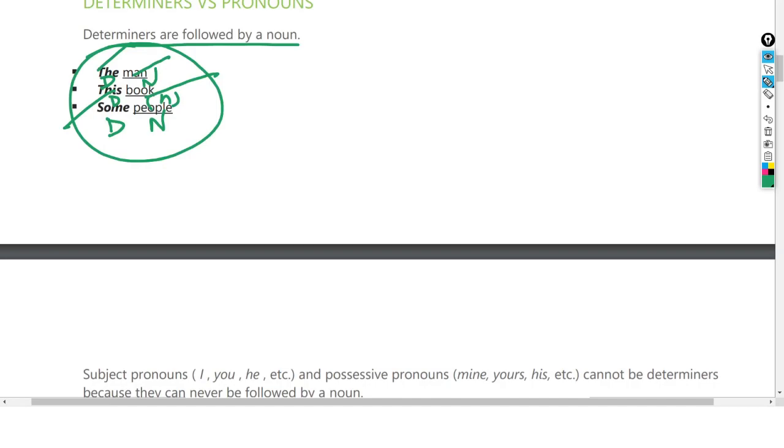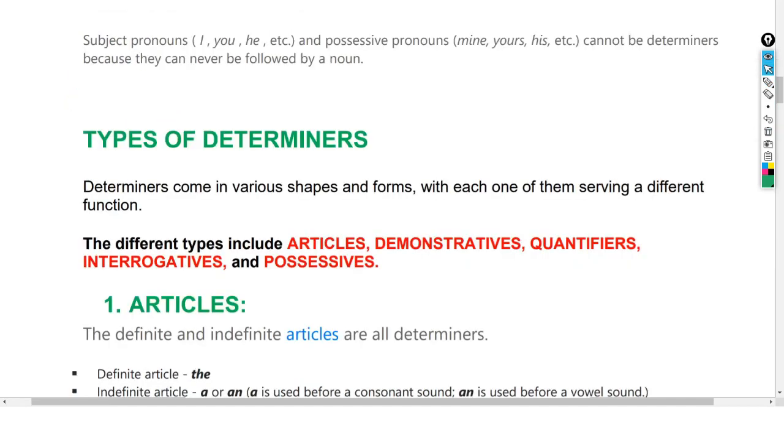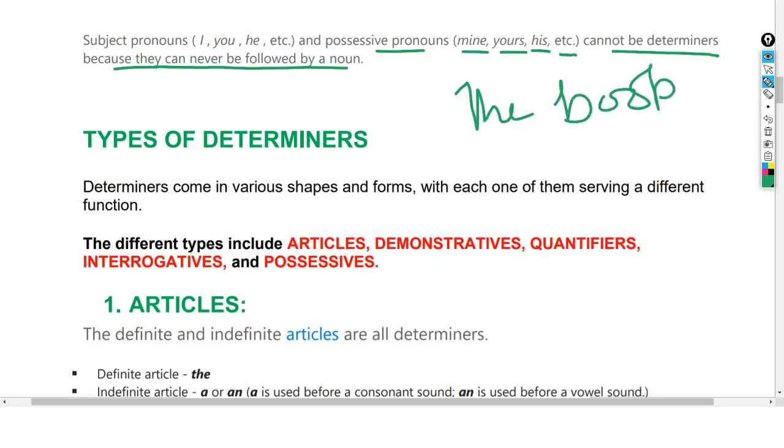Then let us continue. So let us just notice one thing. Subjective pronouns I, you, he, etc. and possessive pronouns mine, yours, his, etc. cannot be determiners because they can never be followed by a noun. As you have known, the book: book is the noun and the comes before it, so the is the determiner.